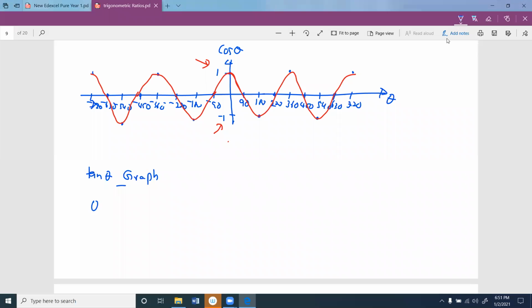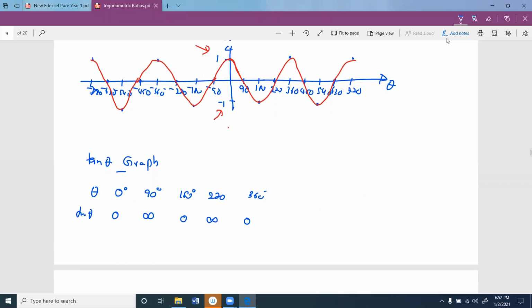For the theta value, I use the same technique: 0, 90, 180, 270, 360, then the tan theta value. If you put in tan 0, you get 0. Tan 90, you get an infinite figure, not a math error. So it's infinite. Again, this is 0. Again, this is infinite. Again, this is 0. Like this it goes on.